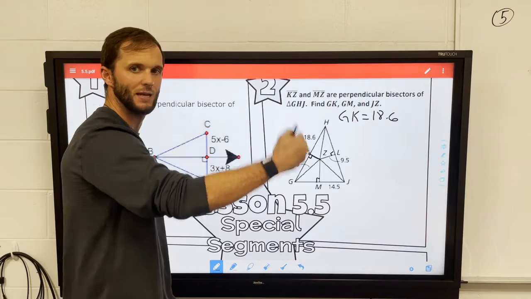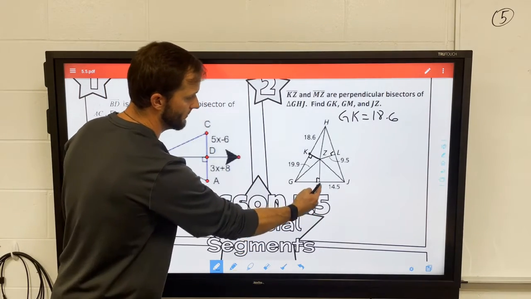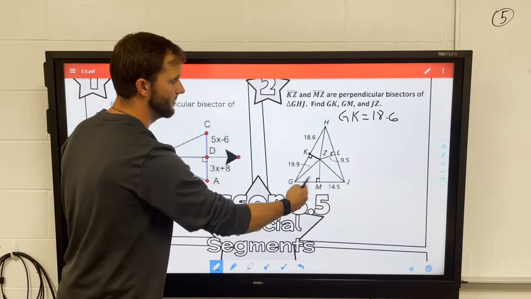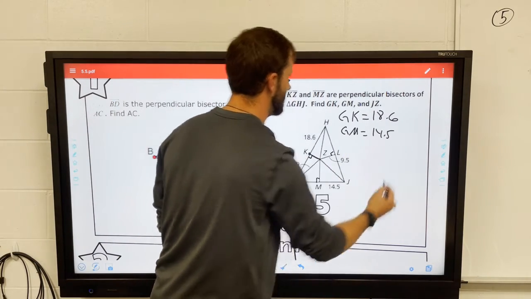Now if we look down here, I have another perpendicular bisector. Bisect means it cuts it in half, so it's cutting those pieces into 2 equal parts. So MJ is half the line at 14.5, so G to M is going to be 14.5 as well. So G to M equals 14.5, okay?